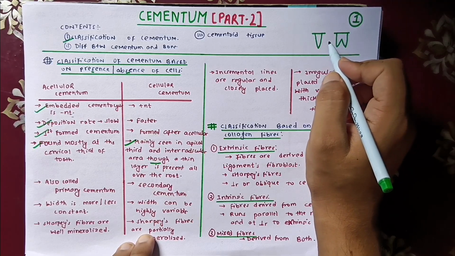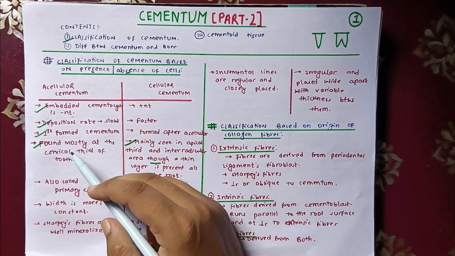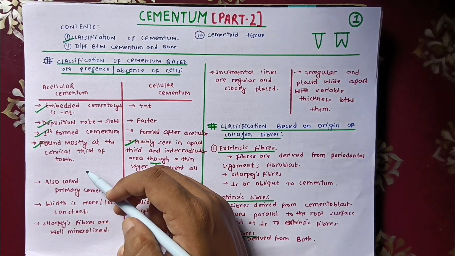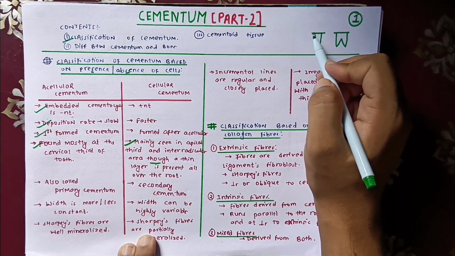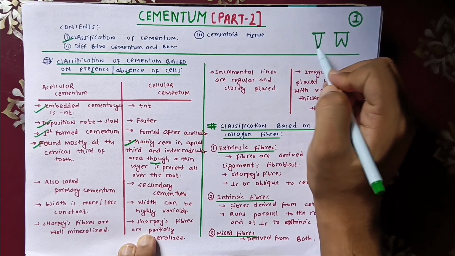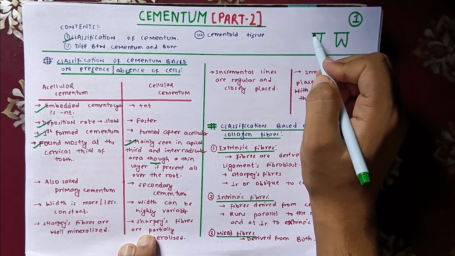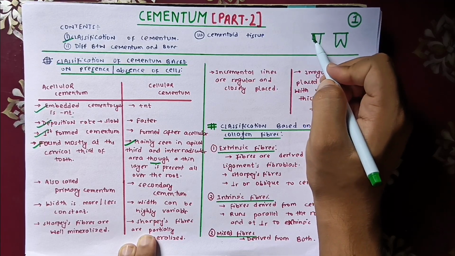So this is acellular cementum. It is found mostly at the cervical third of the tooth. Cervical third, as I have discussed in the anatomy video: this is cervical, this is middle, and this is apex. So mostly in the cervical third, we take this portion of the tooth.